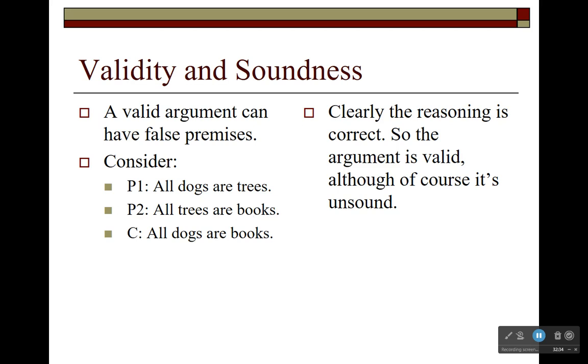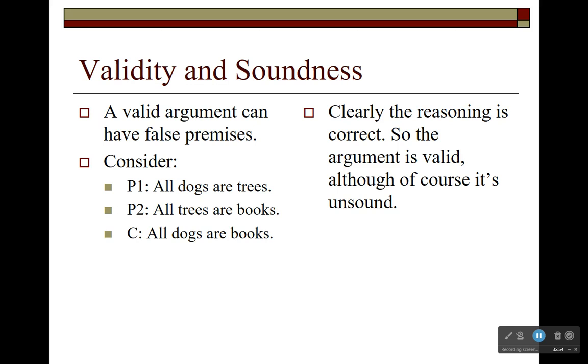So it's going to be an unsound argument, of course, because again, there are two conditions for an argument to be sound. The argument has to be valid, and the statements in the argument, the premises, I should say, have to be true. So this is an example of a valid argument with false premises.